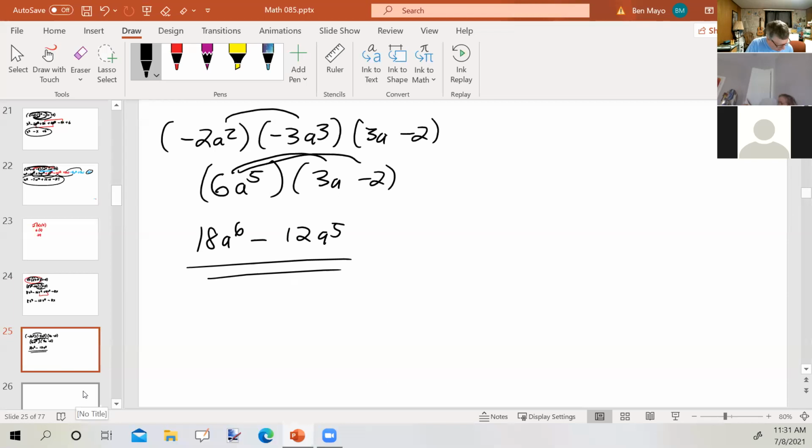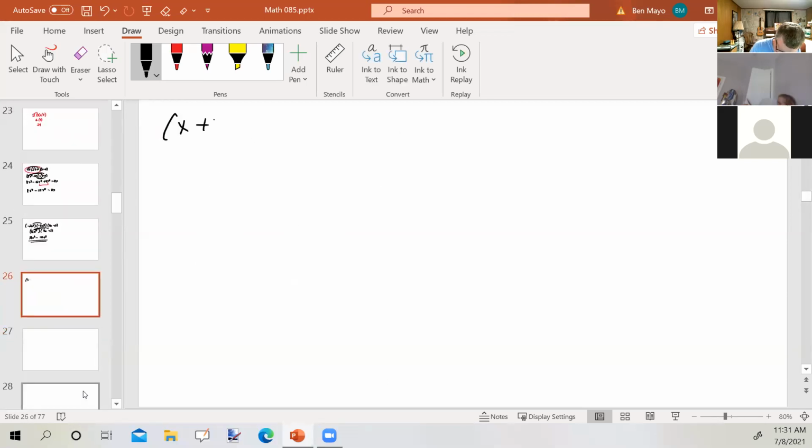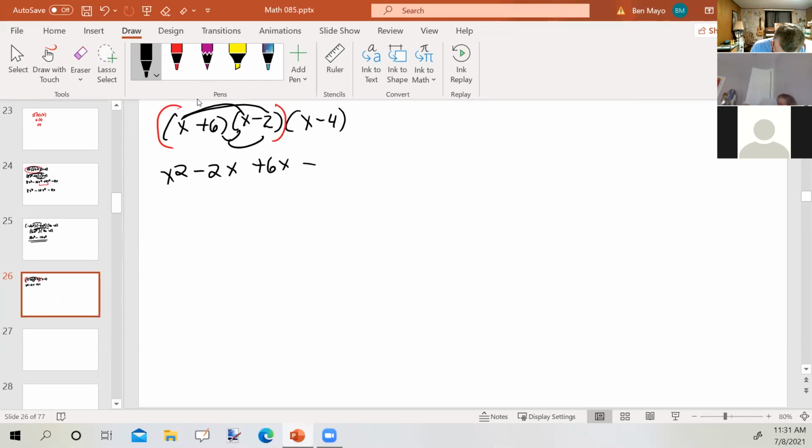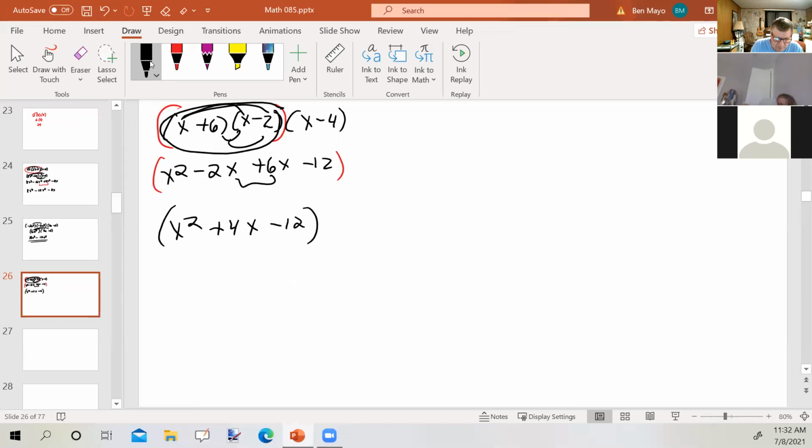All right, now we're going to take a binomial times a binomial times a binomial. And again, we're going to do these two at a time. So we're going to do these two first. That's going to give us x squared minus 2x plus 6x minus 12. But that's x squared plus 4x minus 12, combining like terms. Okay, so foiling together the first two binomials, we get that bottom trinomial.